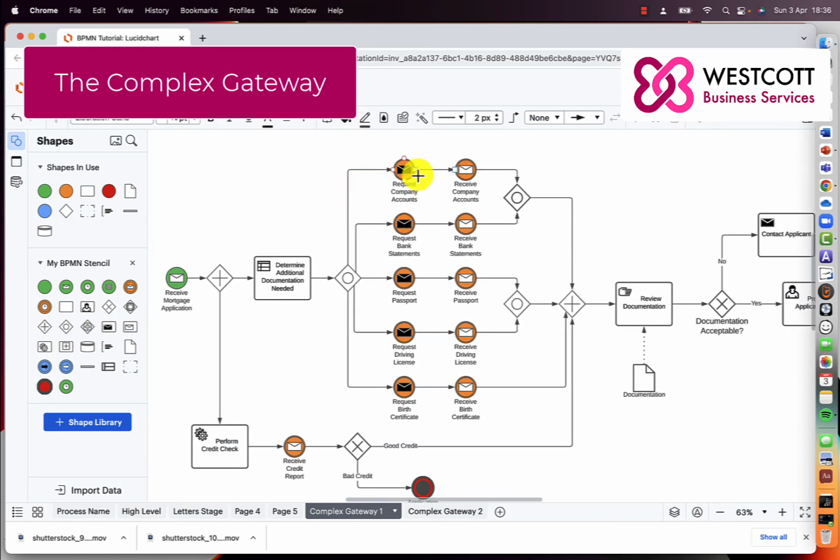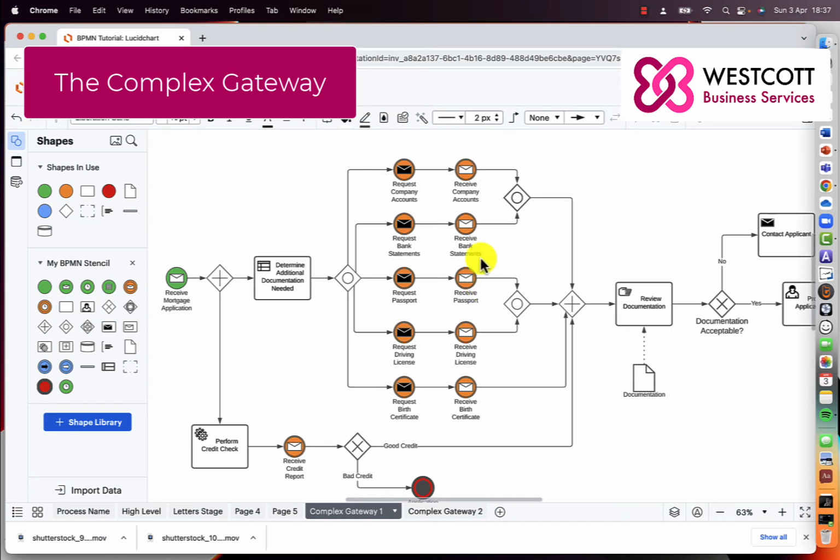For example, if it's a business and they're looking for a business mortgage, they would request company accounts. They may also request bank statements. That's why we've modelled this as an inclusive gateway, to say that we may do both of these, plus a variation of some of the other events happening here. Depending on the applicant, again, they may or may not ask for a passport and or a driving licence. So again, some of these tasks may or may not be done.